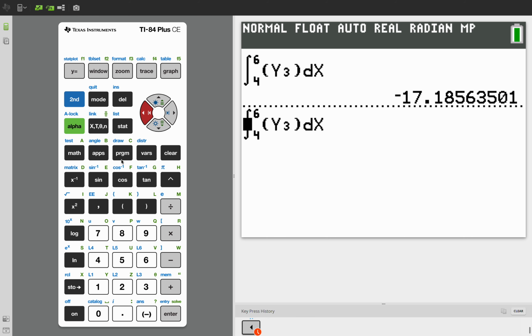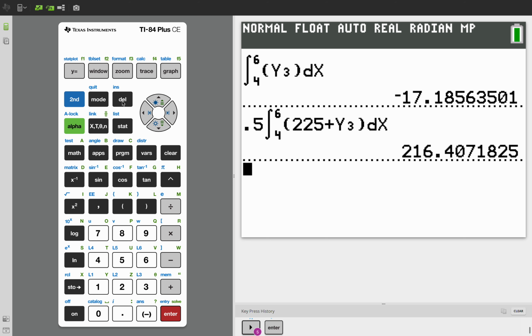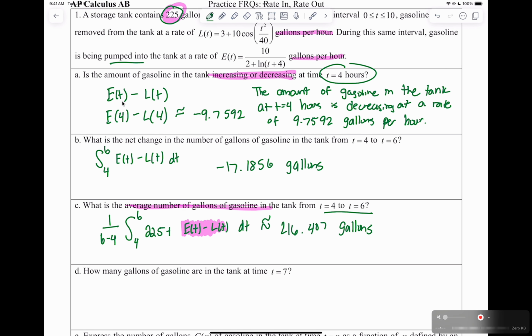The integral from 4 to 6, insert 1/2 or 0.5. And then we are also going to include 225. And then we're going to get about 216.407 gallons. So this basically means that on average, there's going to be about 216.407 gallons of gas from t is equal to 4 hours to t is equal to 6 hours.